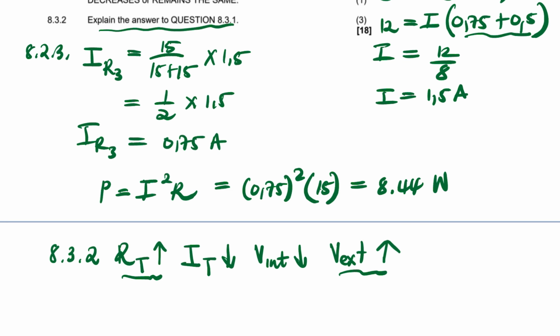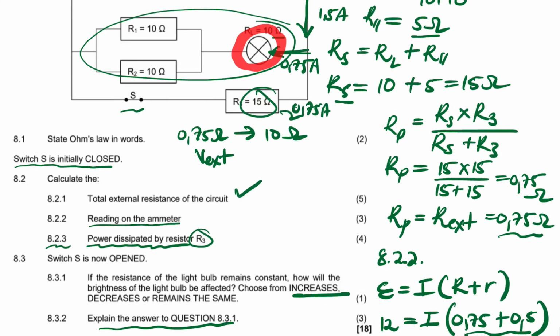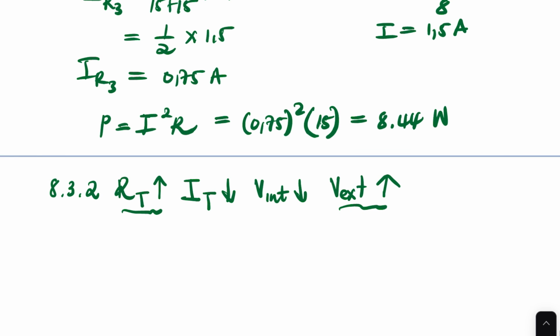So if that increases, that means the voltage here will increase. So the voltage that is used by this bulb will increase. So if the voltage increases, that means the brightness will increase. So now we'll say the voltage in the light bulb increases. That causes the power of the light bulb to increase. That makes the bulb brighter.